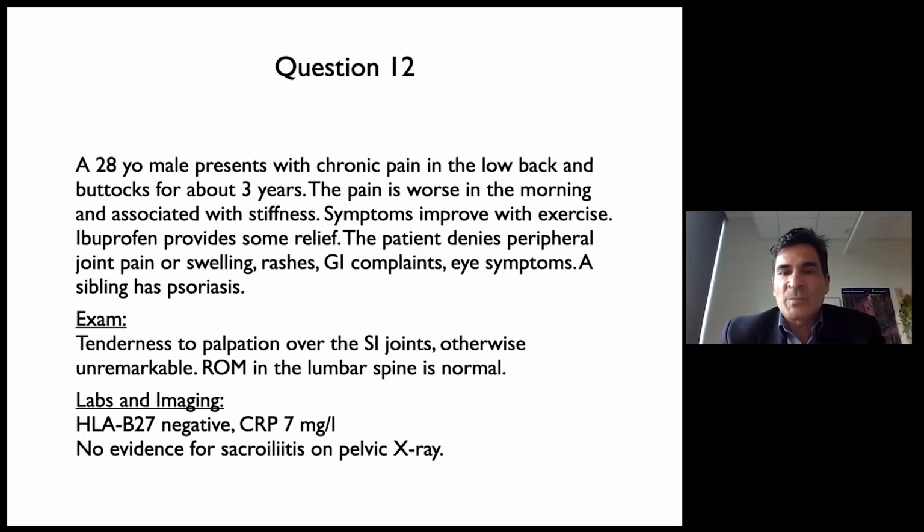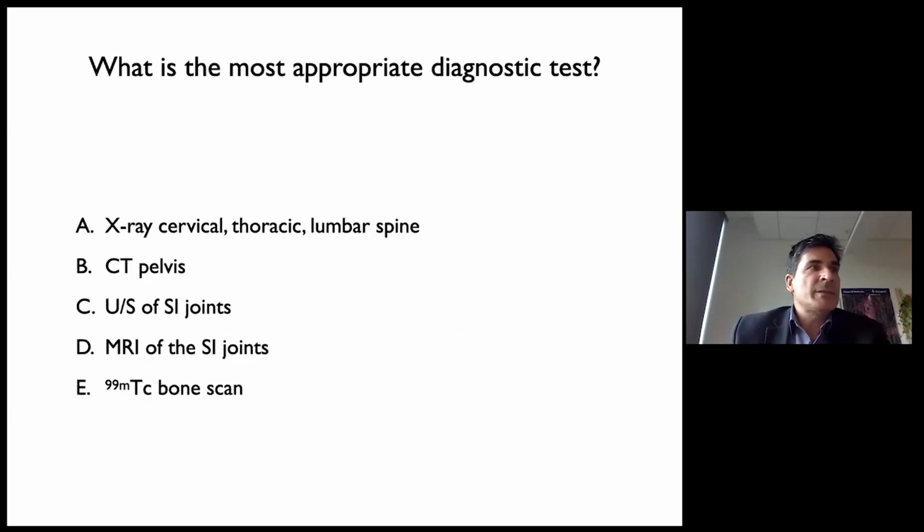Range of motion in the lumbar spine is normal. The patient is HLA-B27 negative. CRP is 7 milligrams per liter. There's no evidence for sacroiliitis on pelvic X-ray. The question is, what is the most appropriate diagnostic test in this patient? A, an X-ray of the cervical, thoracic, and lumbar spine. B, CT of the pelvis. C, an ultrasound of the sacroiliac joints. D, an MRI of the sacroiliac joints. Or E, a technetium bone scan.